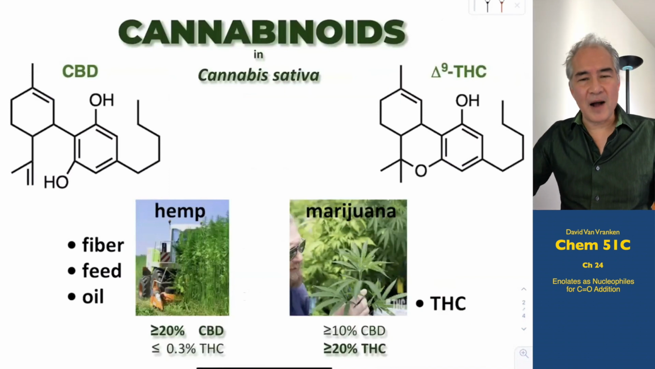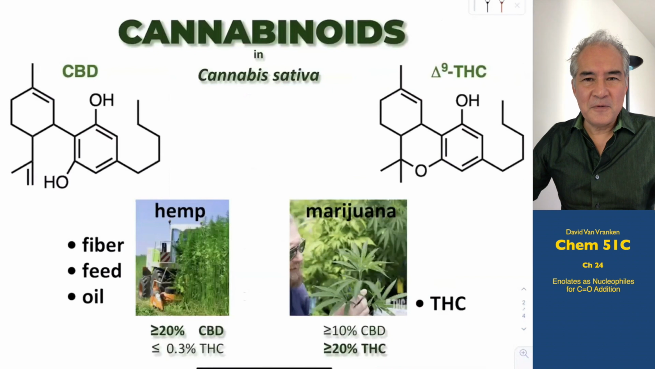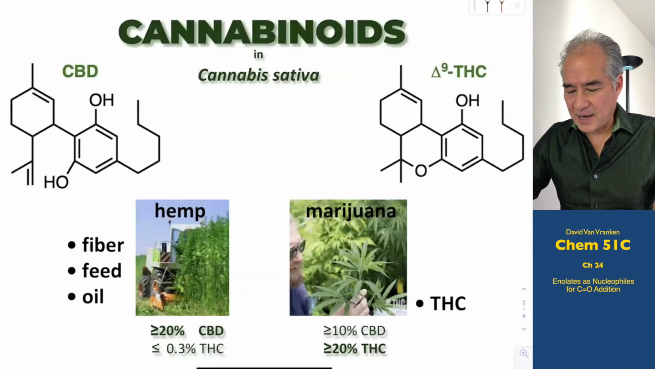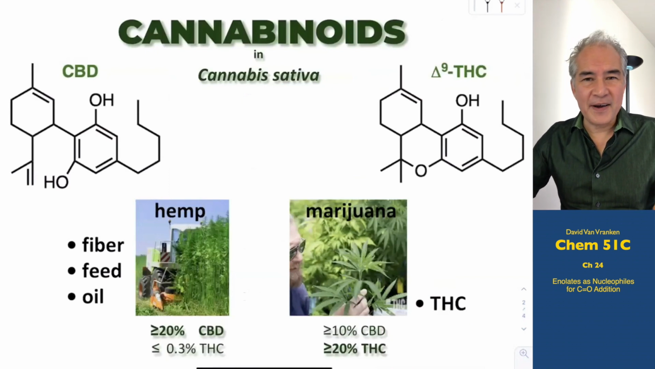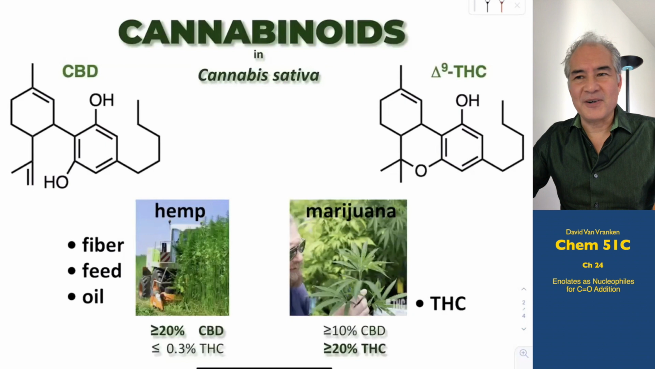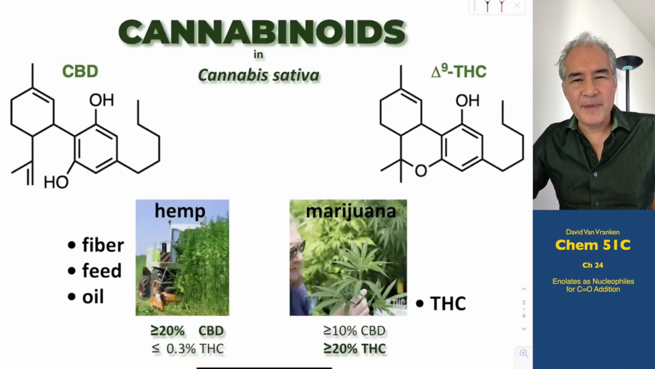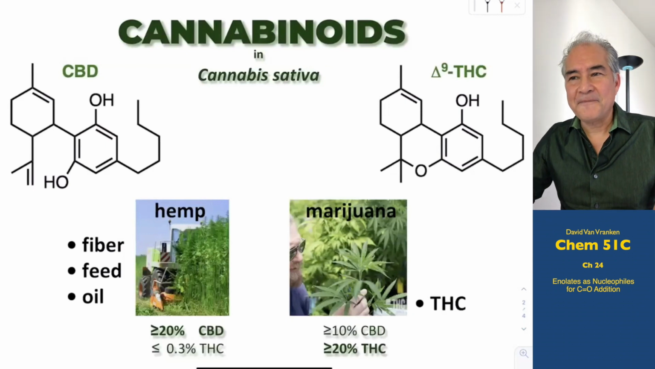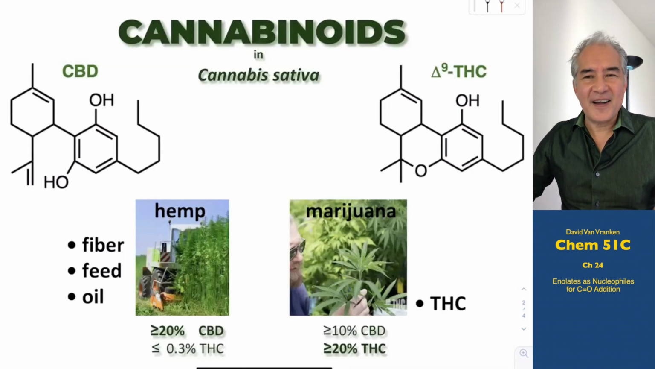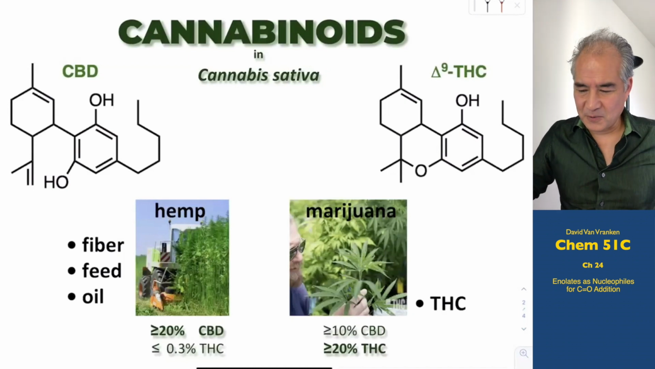And you've probably heard of two members of this class. I'm not sure whether you would call them cultivars or just variants, but hemp and marijuana are two common members of this species of plant, Cannabis sativa. So I want to talk about the difference between hemp and marijuana and the cannabinoid compositions of those two types of cannabis.